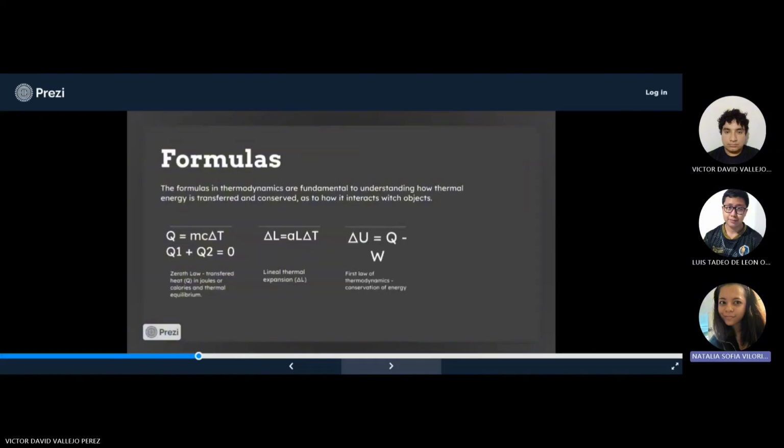Well, because the zeroth law of thermodynamics means that there is no heat transfer between two systems in thermal equilibrium, then we have to establish that Q1 plus Q2 equals 0. Then we have the first law of thermodynamics expressed mathematically, and that is ΔU, the change of the internal energy of the system, equal to Q, the net heat added to the system, minus W, the net work done by the system.